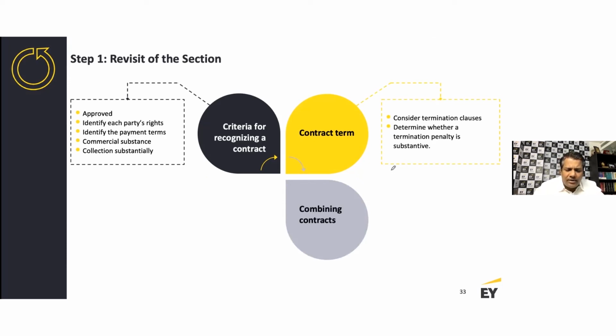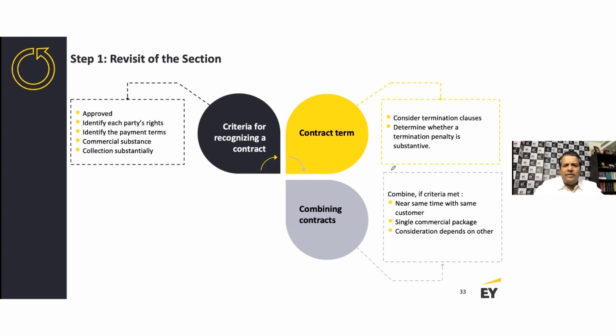So when do we combine contracts? When you're negotiating multiple contracts at about the same point in time, the judgment to be made is whether I need to look at them individually or together. The question here is how this is perceived from a customer perspective. Are they all interlinked, intertwined, so that one has no meaning without the other? Then you will look at them together. Otherwise, you can look at them individually.